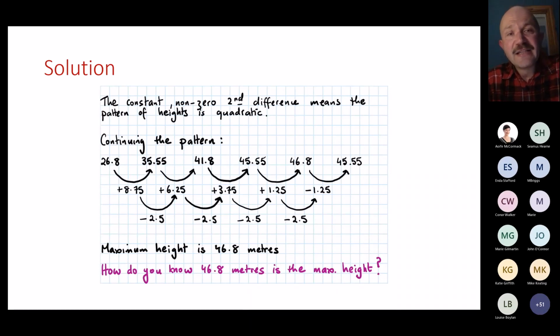And again, a teacher might say, well, how do you know, using this approach, that 46.8 meters is actually the maximum height? What evidence is there in your quadratic pattern that it is the maximum height? And that would encourage students to recognize that if they move a step either side of 46.8, they land at the same value, 45.55, 45.55, indicating that symmetry. In other words, that we have in fact reached the highest point.